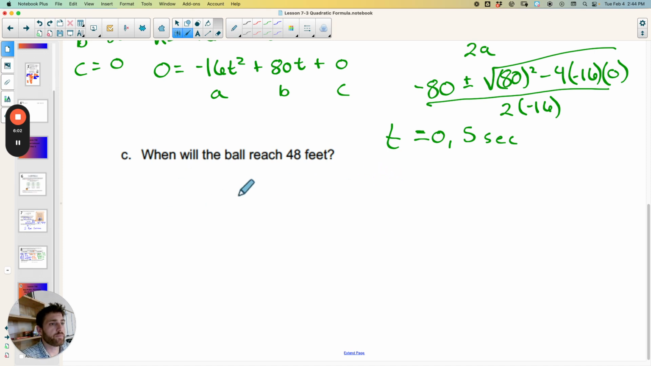formula for part C. But if you did want to use the quadratic formula for part C, think about how you would set it up. When will the ball reach 48 feet? So the last problem asked us to set it equal to 0 because it wanted to know what the time was whenever the height was 0. But now we want to know what the time would be whenever it has a height of 48 feet. So instead of plugging in 0 for height, we're going to plug in 48 for height.